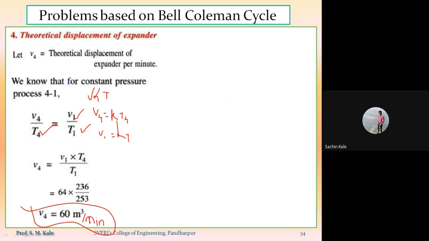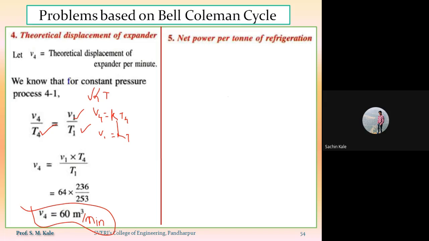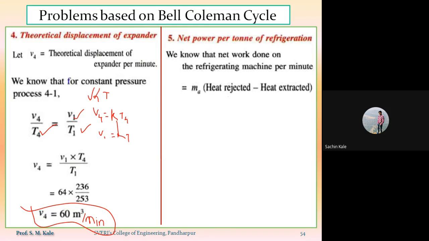Okay. Now last thing, we have to calculate net power per ton of refrigeration. तर नेट पॉवर म्हणजे काय, आपल्याला अगोदर नेट वर्क डन कॅल्क्युलेट करावं लागेल. तर नेट वर्क डन कॅल्क्युलेट करण्यासाठी अमाउंट ऑफ हीट ॲब्झॉर्प्शन माहित आहे. तो नेट वर्क डन इज नथिंग बट मास ऑफ एअर इंटू हीट रिजेक्टेड मायनस हीट एक्सट्रॅक्टेड, दॅट इज नथिंग बट MCP. इथं लक्ष द्या.